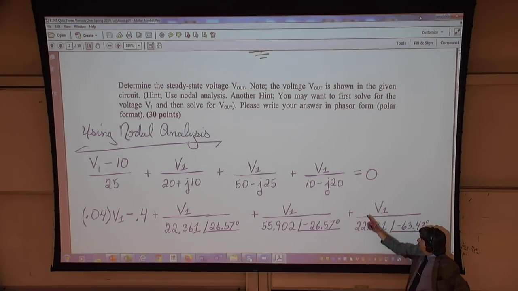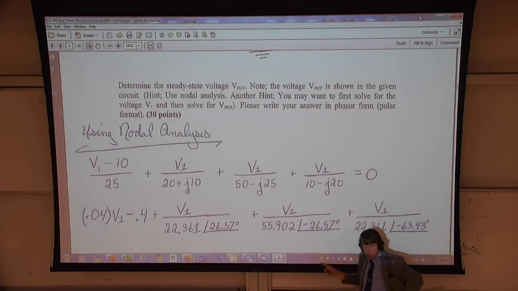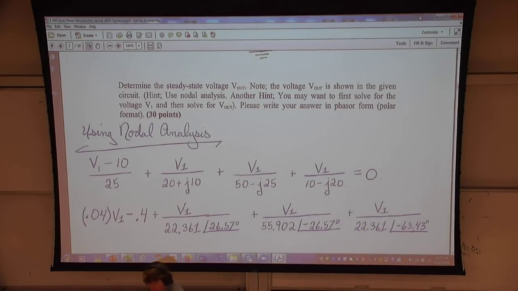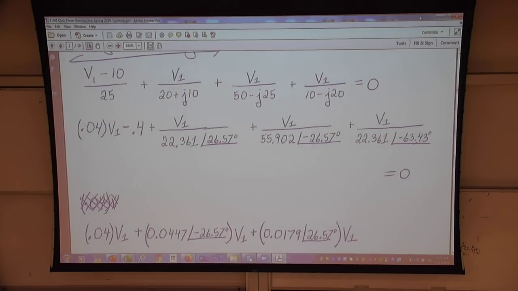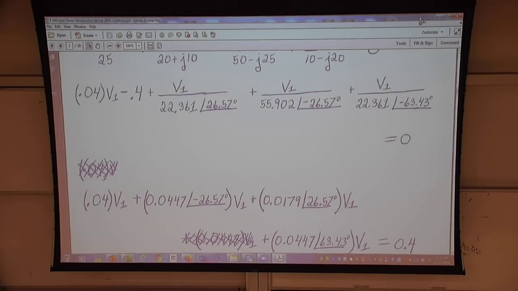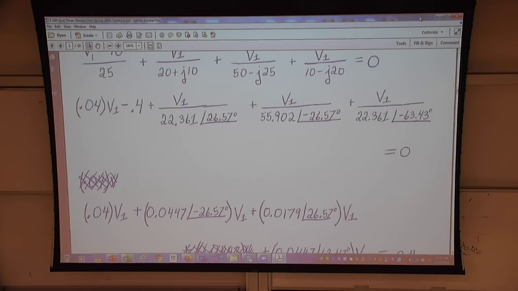V1, 10 minus J20. 10 squared plus 20 squared, square root. Arctan of minus 20 over 10. Are we good? All of that equals 0. All right, now my colleagues, what do I do next?